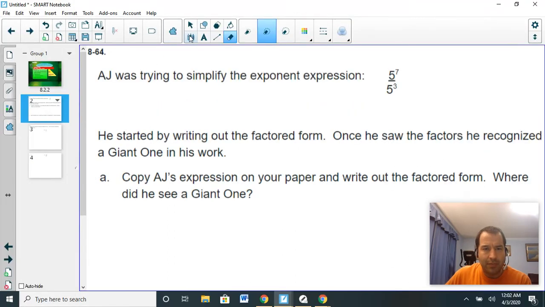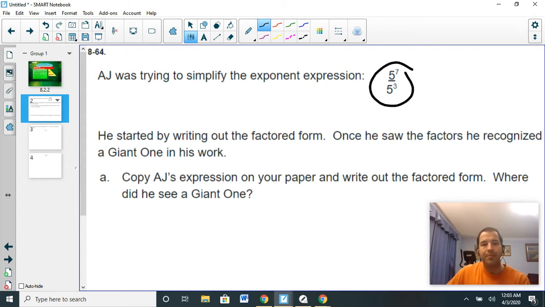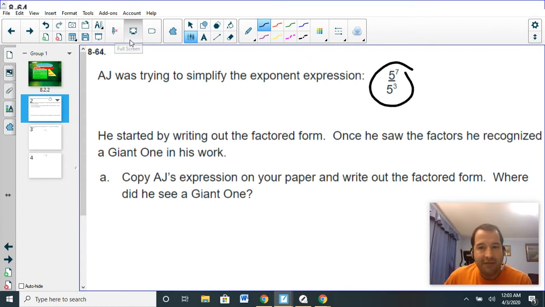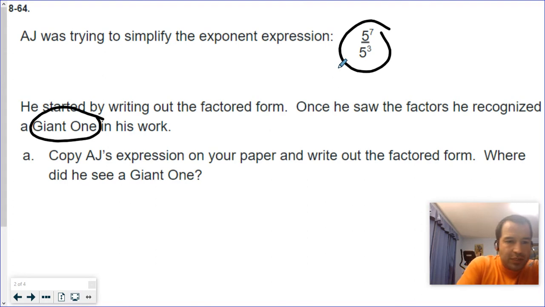Okay, now I'm having problems with my pen there. Hopefully I'm good. See if I can make it work. Awesome. There we go. He started writing in factored form. Once he saw the factors, he recognized a giant one. Oh, giant one. Back at it. Copy AJ's expression on your paper and write it out in factored form. Where did he see a giant one? So please go ahead and write this with me.